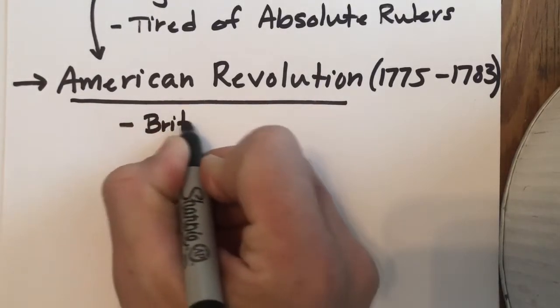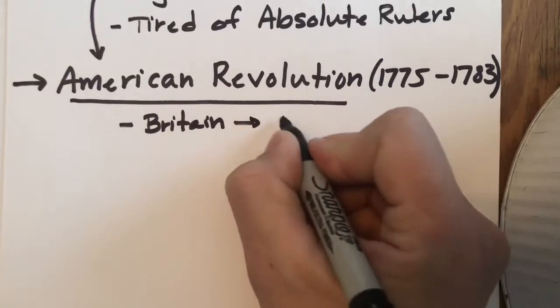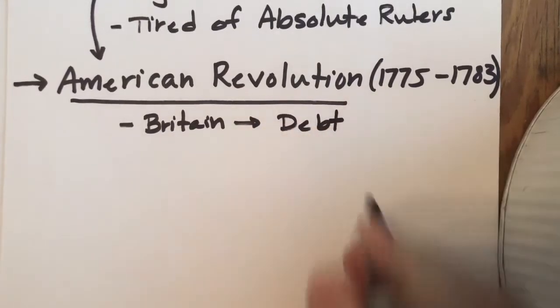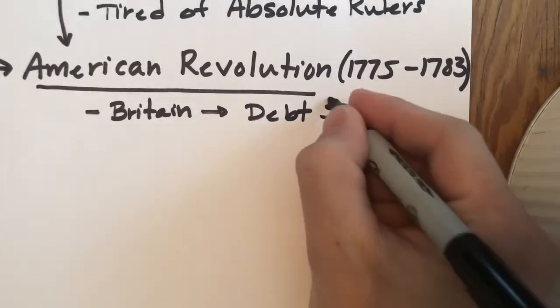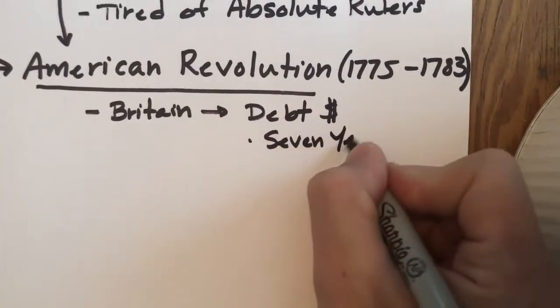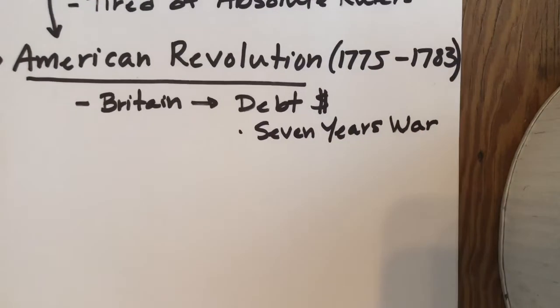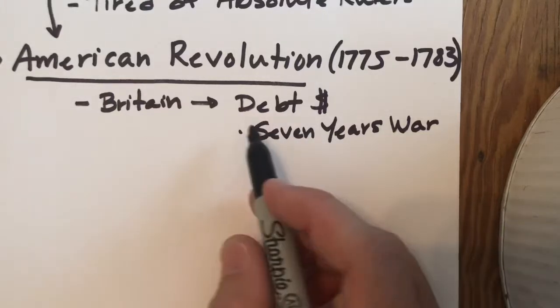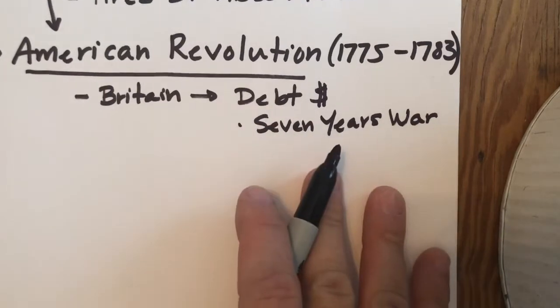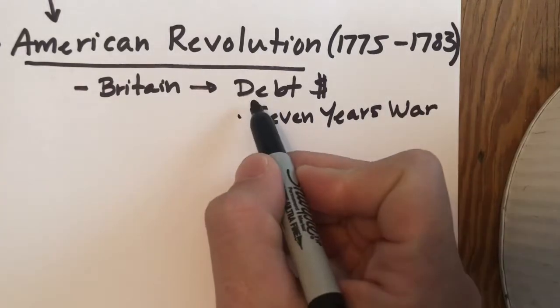Starting obviously with the British, and Britain is in a little bit of trouble. They're in major debt because of the 7 Years' War. You guys took some notes on the 7 Years' War. Basically, Britain is able to defeat France for colonial possessions in North America, but they're in major debt.